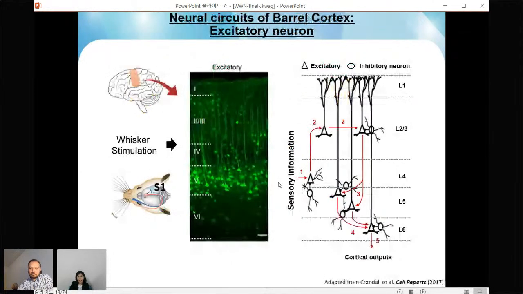If we look at the barrel cortex, 80% of the neurons are excitatory neurons. Generally speaking, this is a canonical model: if you stimulate a whisker, the whisker stimulation-evoked spikes will go through the thalamus and eventually reach layer 4 of the barrel cortex. And then the classical model tells you that it flows to layer 2/3, and then layer 5, and then it goes to layer 6, serving as a cortical output. As I said, this is a canonical model. There is also experimental evidence that input from the thalamus directly goes to layer 5 or 6, but canonically, this is a normal flow of sensory information across the cortical column.